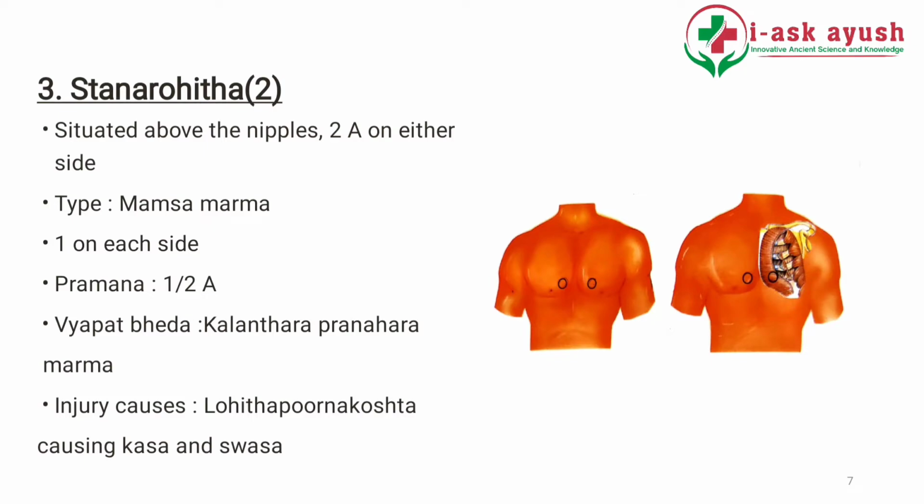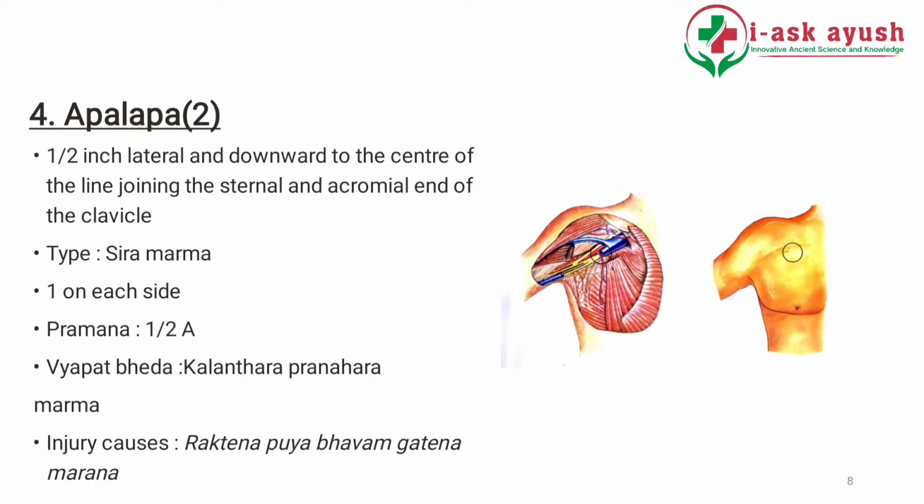Next is Stanarohitha. It is also 2 in number. It is situated above the nipples, 2 angula on either side. Type is Mamsa Marma, 1 on each side. Pramana is half angula. Vyapat Peda Kalandara Pranahara Marma and its injury causes Lohita Purna Kosta causing Kasa and Shwasa.